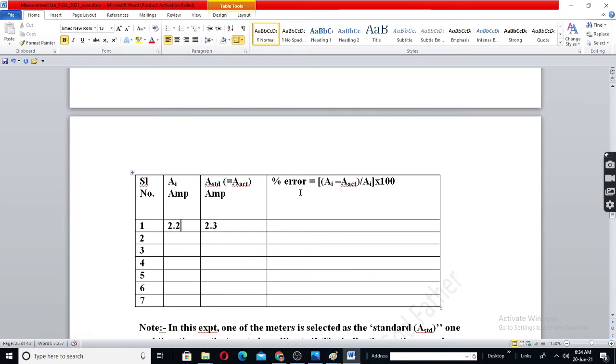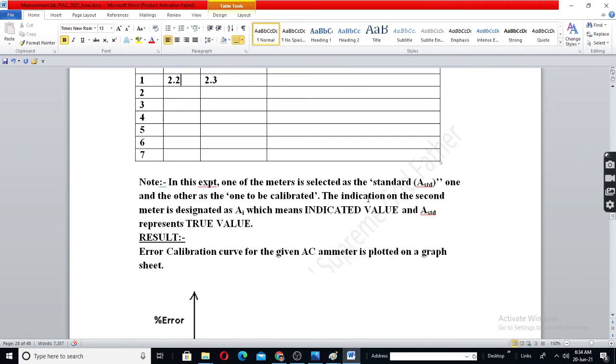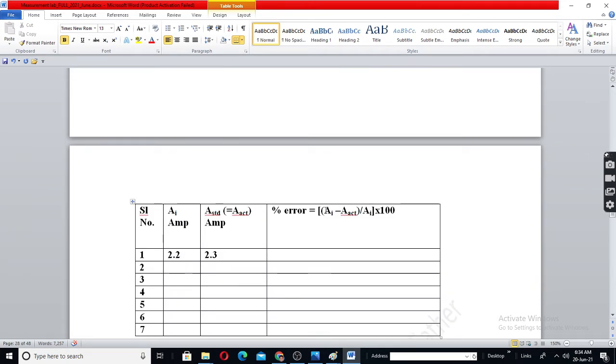So error is given by the difference between the indicated value and the actual value, expressed as a percentage of the indicated value. A_I minus A_actual is in the numerator, and A_I is in the denominator, multiplied by 100.